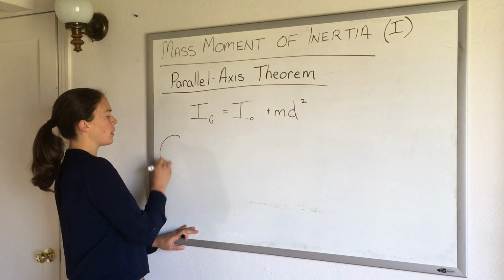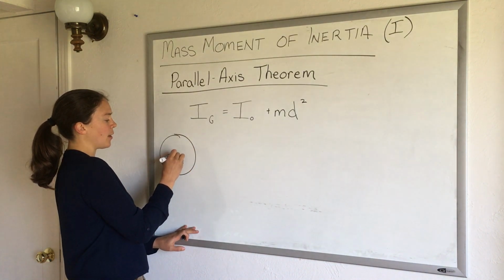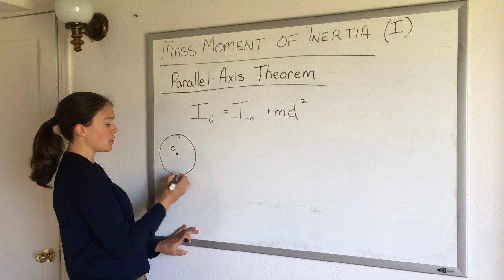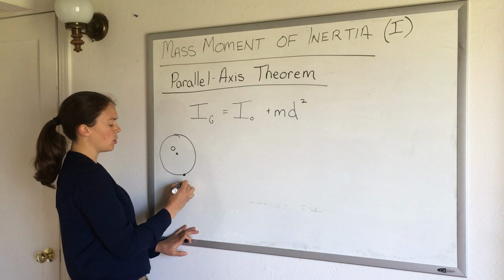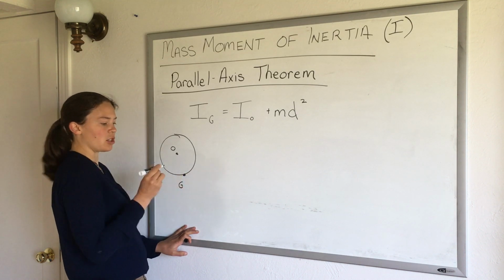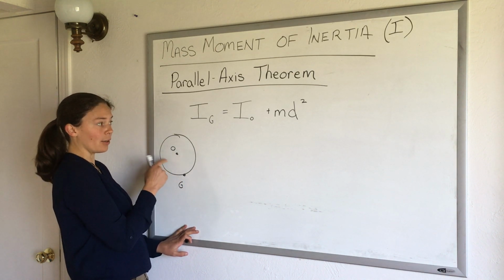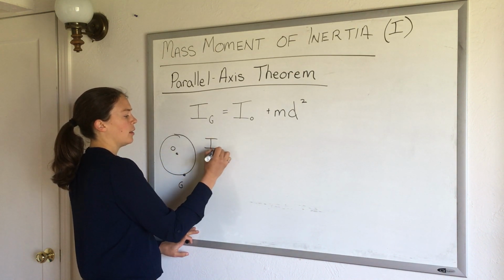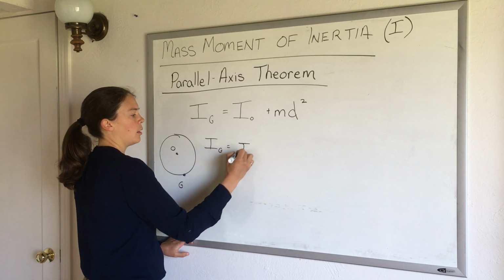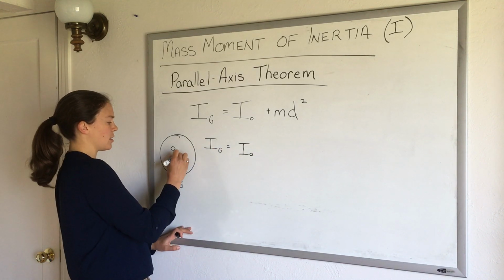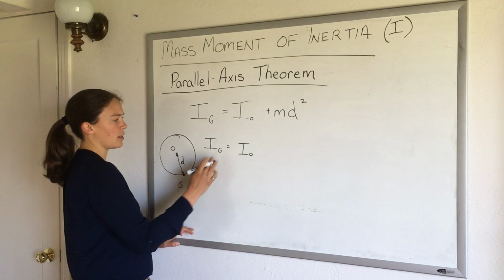So for example, if I had that ring and I've calculated the mass moment of inertia about the center, but I now want to do it about this axis G, both of these are axes that are going into the board, so they're parallel, then I would just have this distance here as my distance.